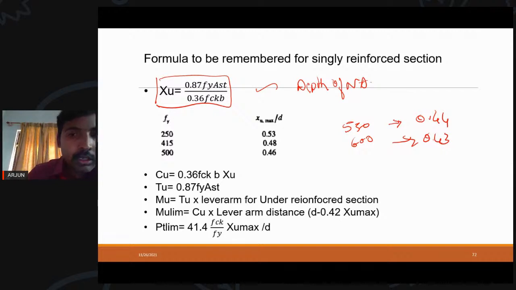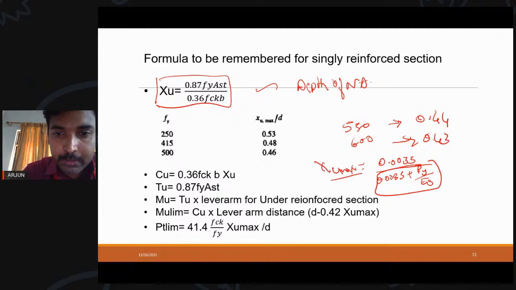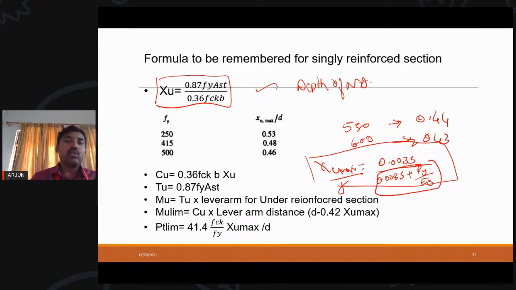What is the equation? The equation is 0.0035 divided by 0.0055 plus fy divided by Es. With this equation, you can always compute the Xu max by d value. The maximum compressive force in a concrete member is 0.36 fck b into Xu in case of a singly reinforced section. The maximum tension force Tu is equal to 0.87 fy Ast.